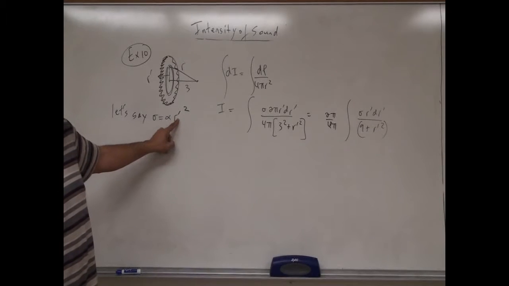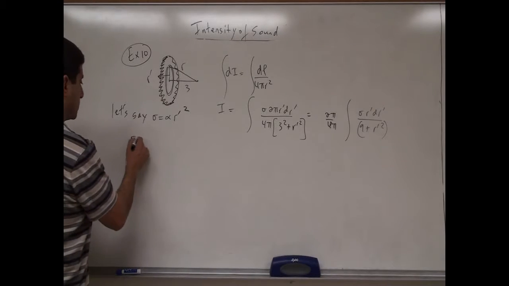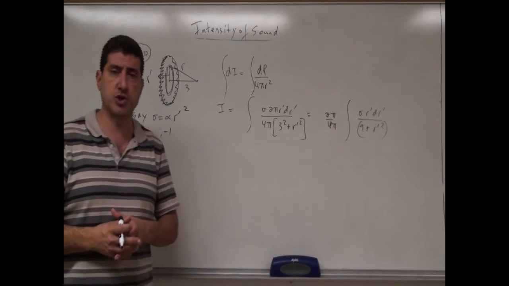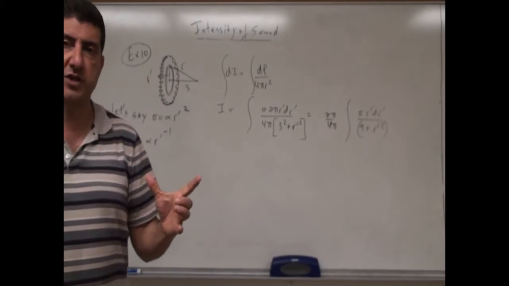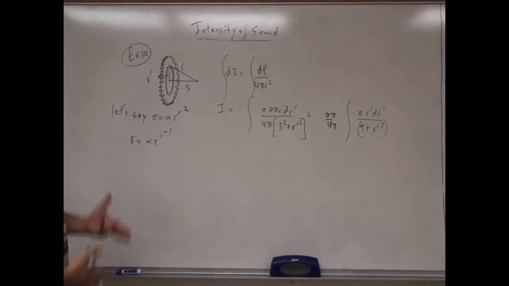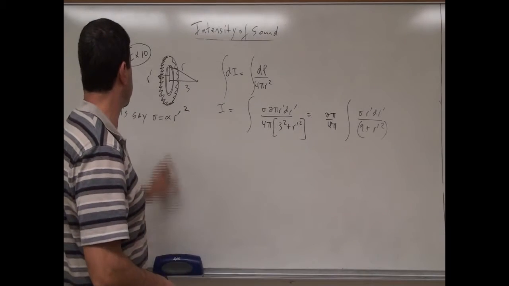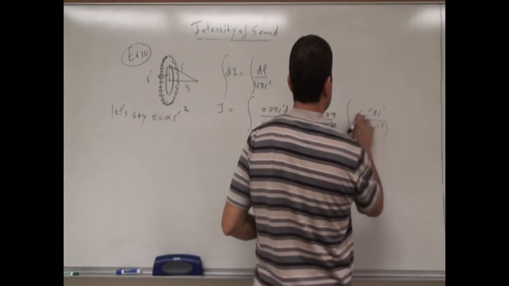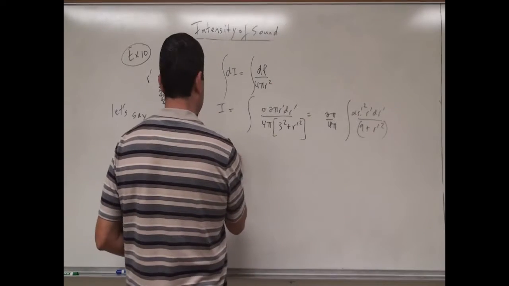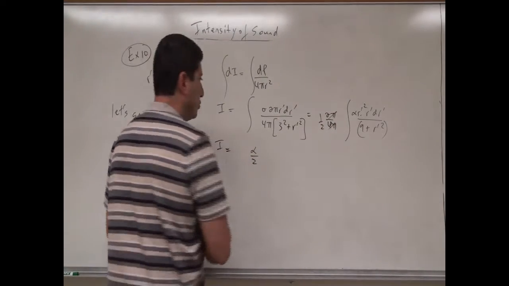It could have been a linear function, it could be square, it could be cubic, it could be to the fourth. It could even be a decreasing function. Sigma is equal to alpha r prime to the minus 1. What that would mean is that the inside portion of the speaker would be louder than the outer portion. So you can have any kind of random function of r, and then you can apply the same theory. So we put the sigma function over here and make it alpha r prime squared. Then the alpha will come out of the integral, and then you have I equals alpha over 2.